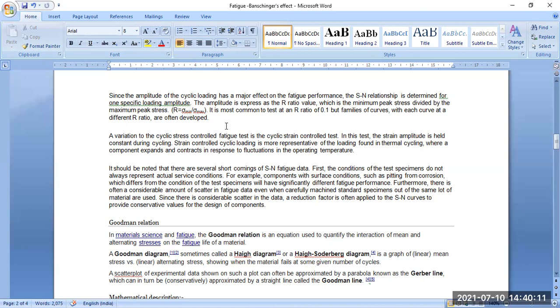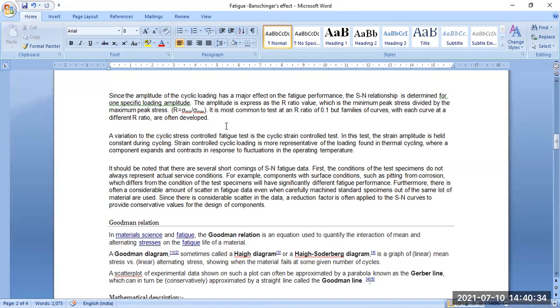Furthermore, there is a considerable amount of scatter in fatigue, even though specimens are carefully measured and prepared. Safety factors are often applied to the curves to provide conservative values for the design element itself.